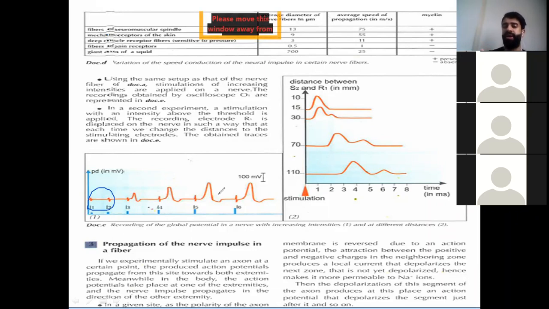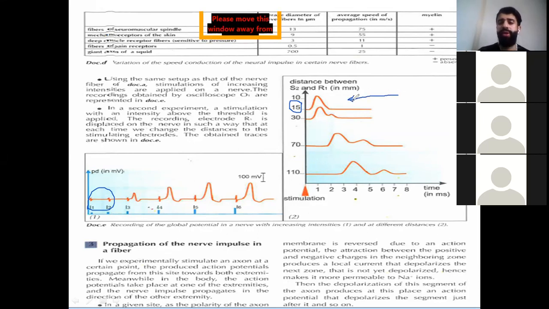But the most important part is here. Here we are talking about a nerve. So here is the distance between S2 and R1, the stimulating electrode and the recording electrode, in millimeters. First, it was 15. How many action potentials do we get when the distance between them was 15? How many action potentials did we record when the distance between S2 and R1 was 15? How many action potentials did we record here?